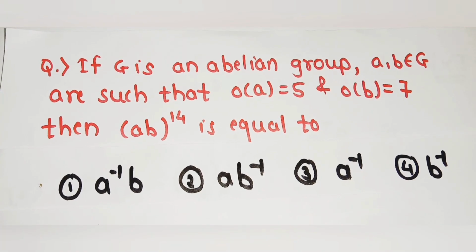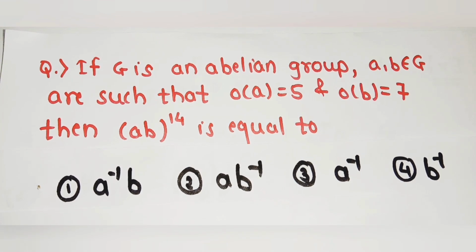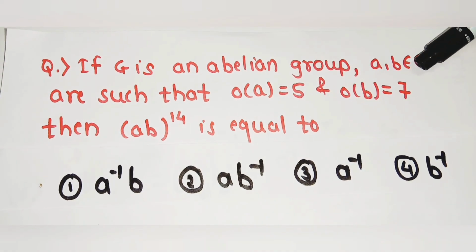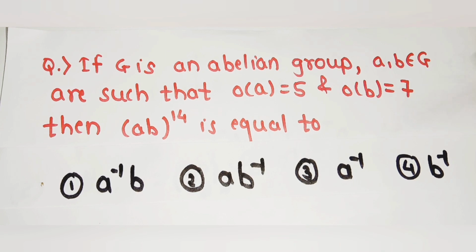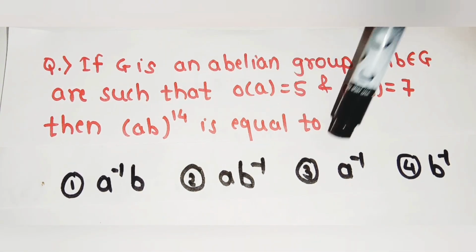Today's question is based on the concept of algebra. So let us start. In this question we have G is an abelian group and a, b belong to G such that order of a is equal to 5 and order of b is equal to 7. Then we have to find the product (ab) raised to 14 is equal to how much.